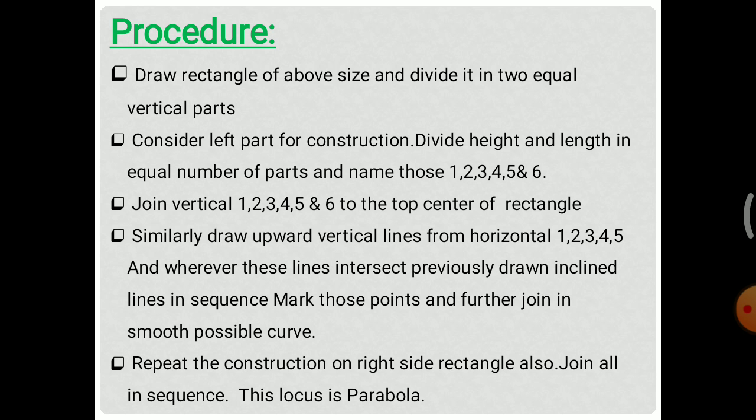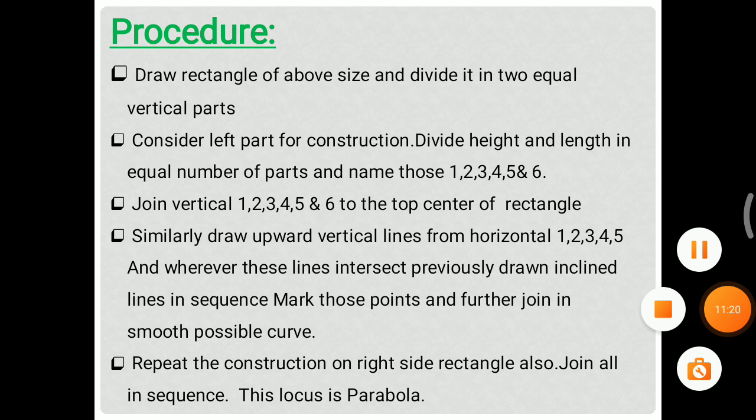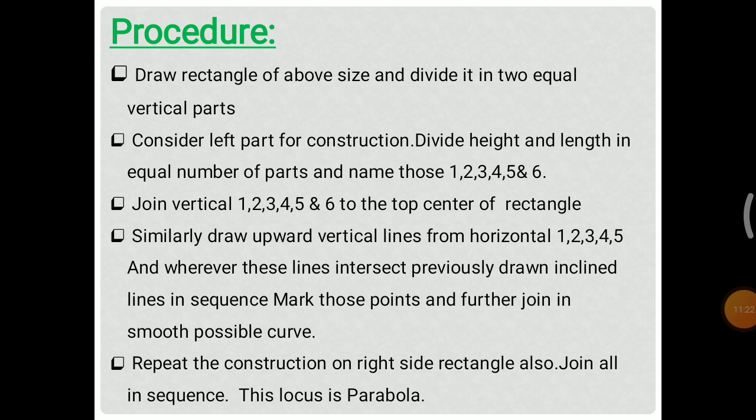So first of all, we have divided the rectangle into two sections. First I am constructing the left side and then going to the right side also. Then join all in sequence, and this locus is called a parabola. So this open curve is called a parabola. So this is the procedure for construction of the parabola.